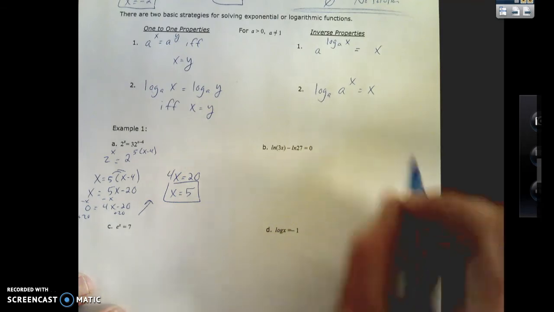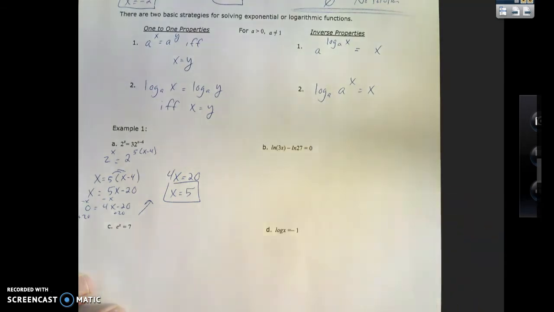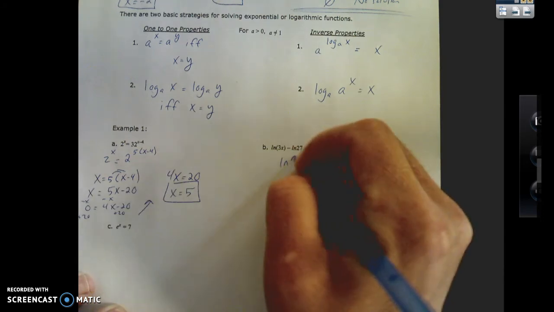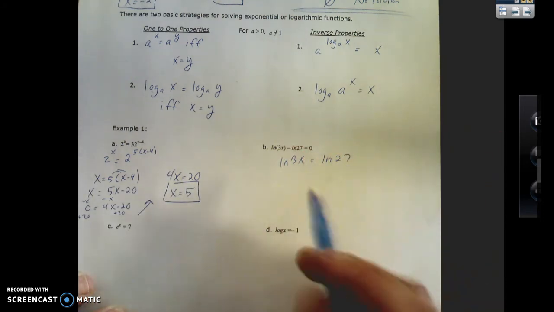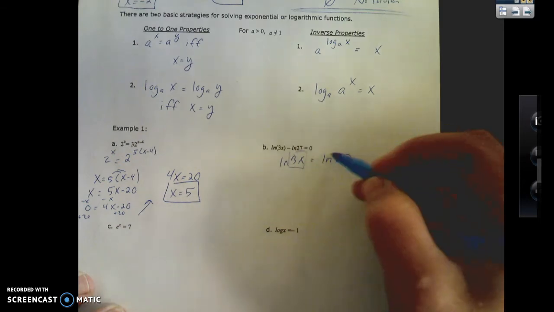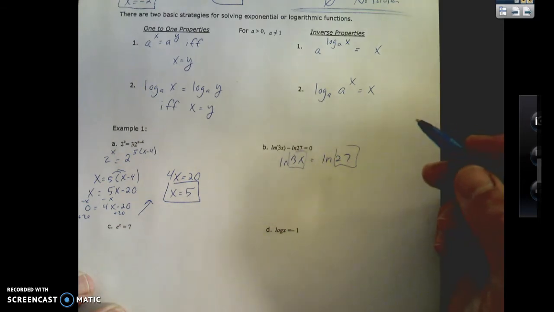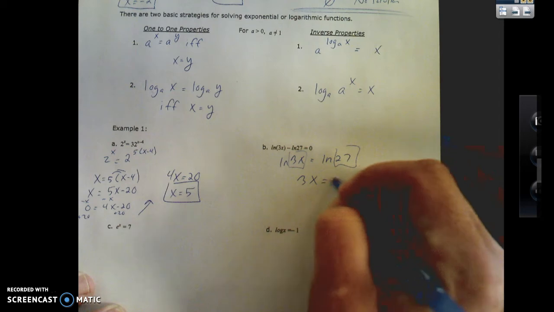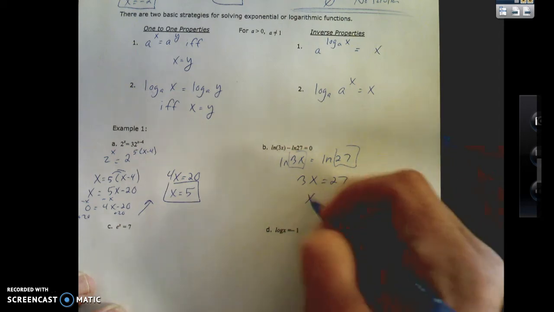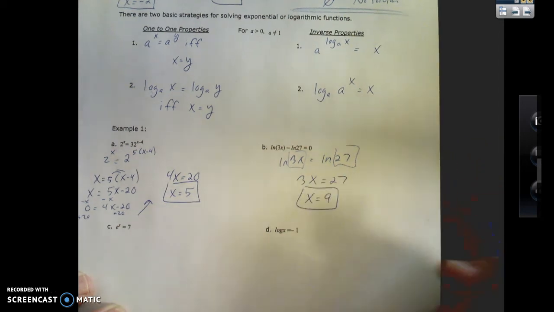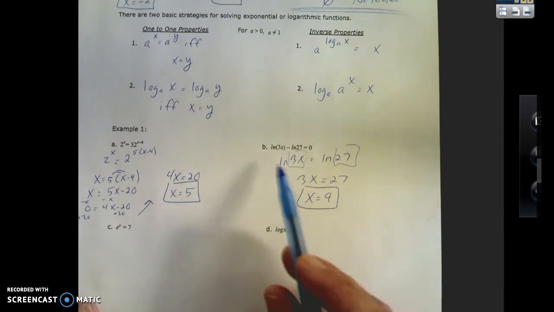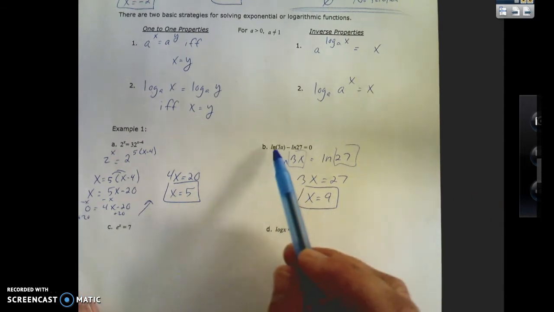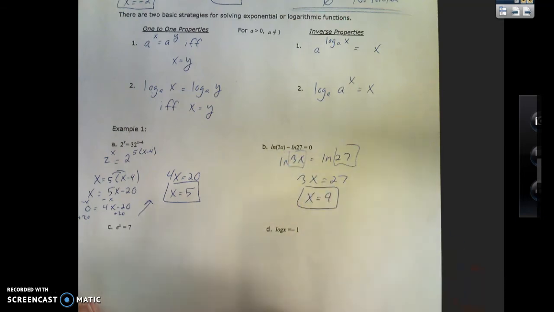This one looks super scary. It's actually quite simple. What I can do here is I have natural log of 3x minus natural log of 27. I'm going to add the natural log of 27 to the other side, because now I have a natural log equals natural log. Sweet. Well, that just means I need those things to be equal. So 3x equals 27. X equals 9. Okay? And we're good. If I plug that back in, 3 times 9 is 27. Natural log of 27 minus natural log of 27 does indeed equal 0.